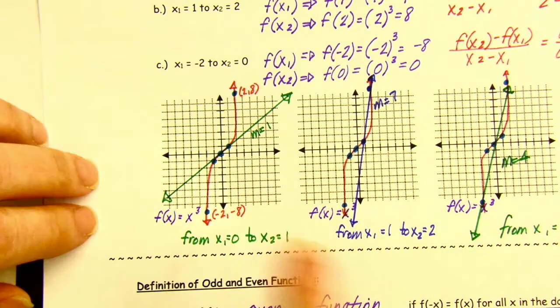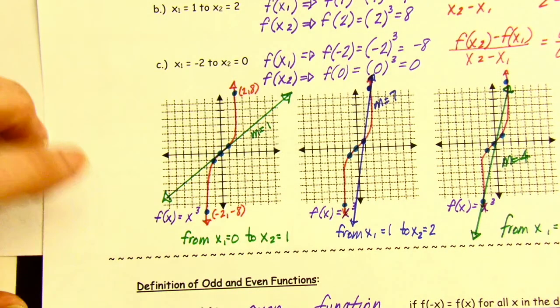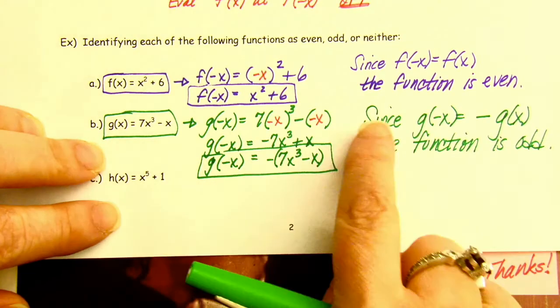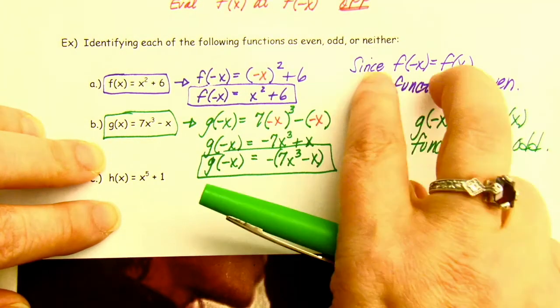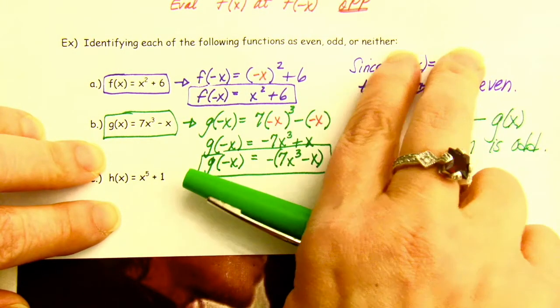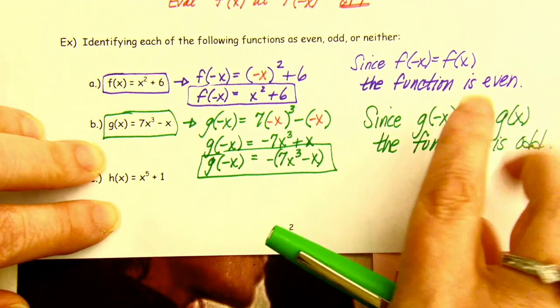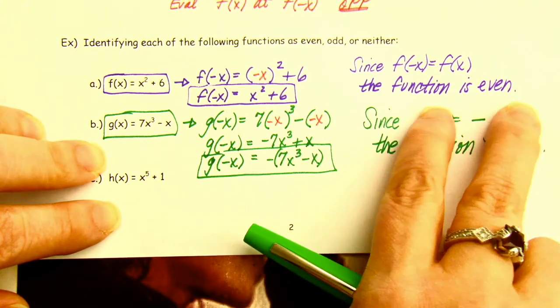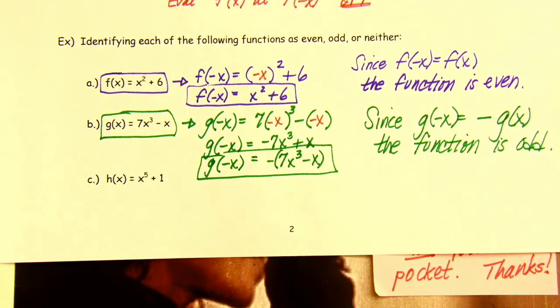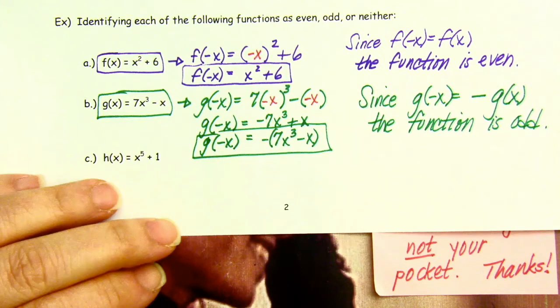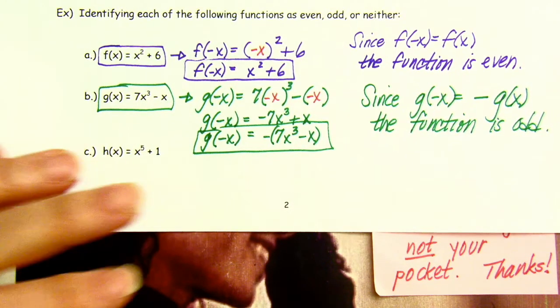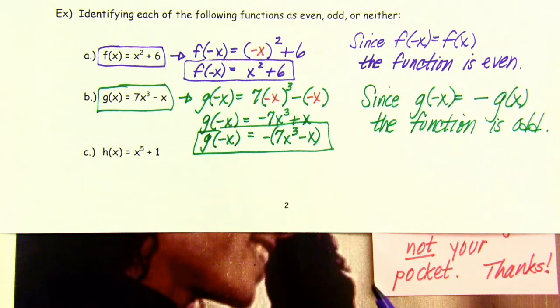And that's what we are talking about here. When the x's are opposites and the y's are the same, the function's even. When the x's are opposites and the y's are opposites, the function's odd. The last one is going to be a situation where neither thing is true, which you should expect, because we did the even, then we did the odd, and then we're going to do the neither.